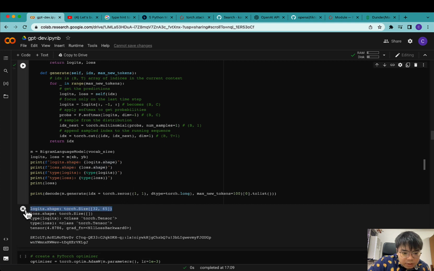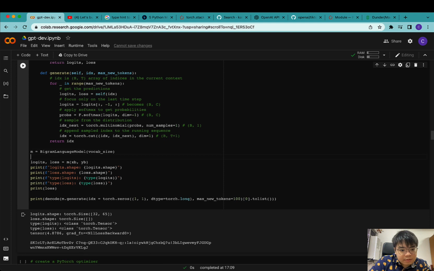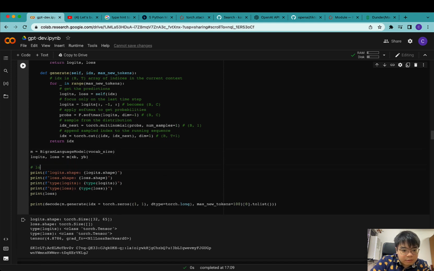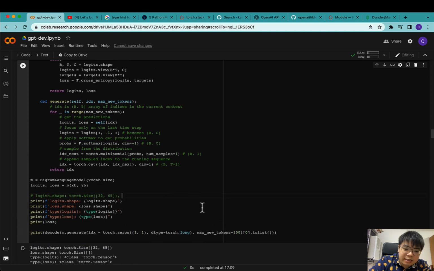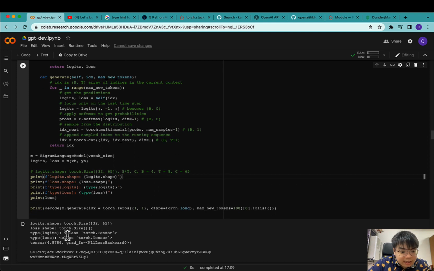So logits is of 2 dimensions, and the first is B times T, so B by T by C. B is equal to 4, T is equal to 8, that's why I get 32, and C, our channel size, which is the vocabulary size, in this case is 65.